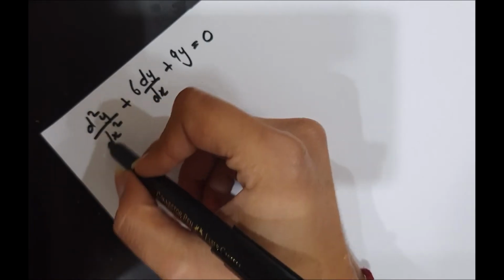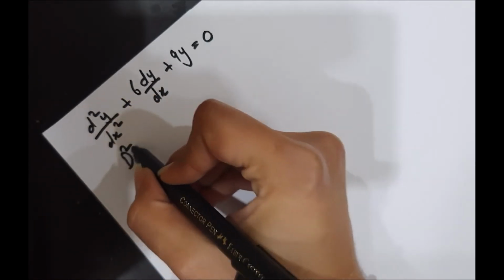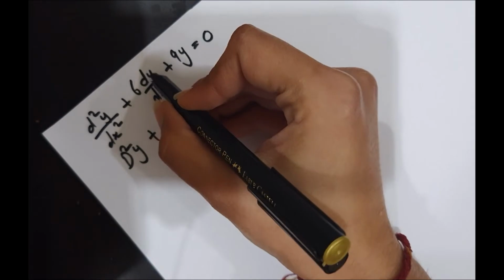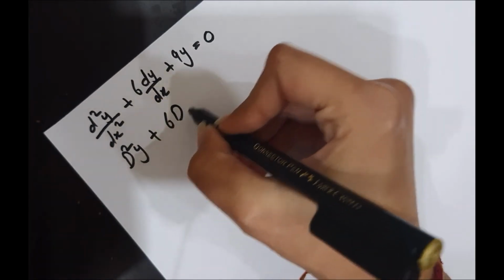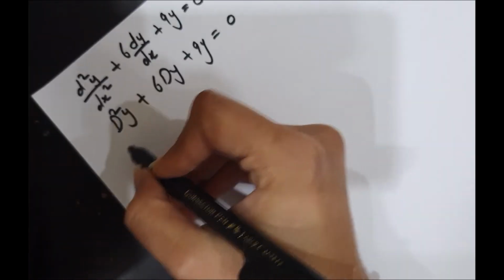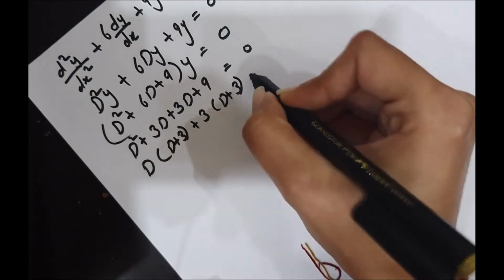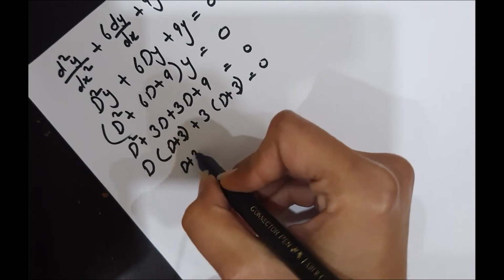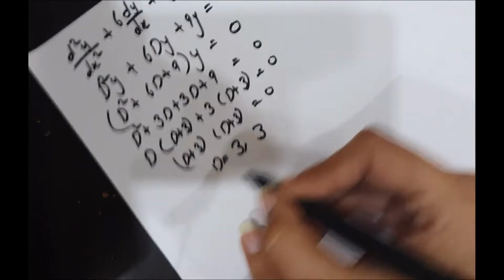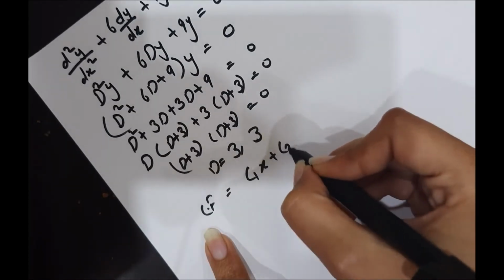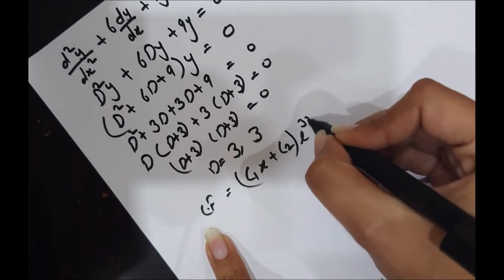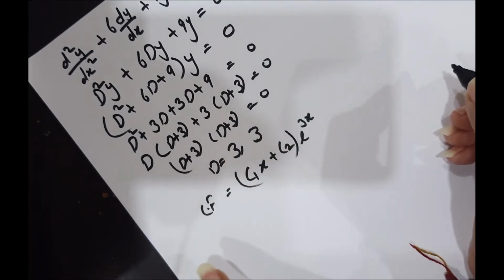Here, this d square y upon dx square can be written as d square y plus 6. This dy upon dx will be written as dy plus 9y. Now take its roots. It will come out to be... complementary function would be... this thing I have taught you in the previous lecture.